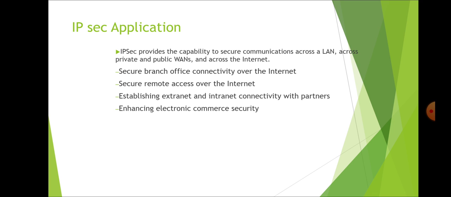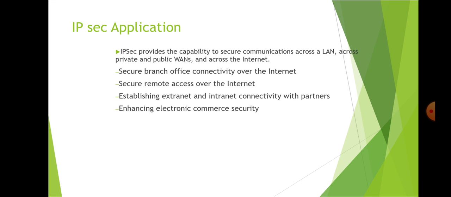Secure the branch office connectivity over the internet. That is a very important application. Now it secures the remote access over the internet. We are taking the remote access of routers, different PCs or different servers. Whenever we are taking remote access from different locations, there should be a secure communication between us, because so many times we are sharing very confidential information during this communication.